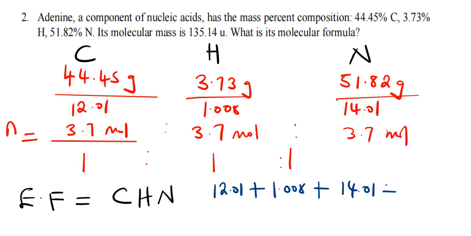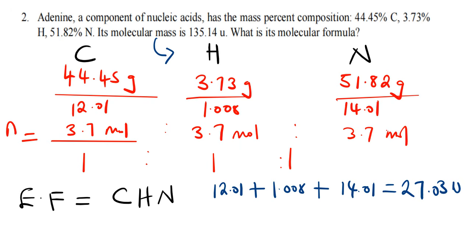What is it going to give me? So 12.01 plus 1.008 plus 14.01 is 27.03 units. Those are the units for the empirical formula mass. Now that we've got that mass, we are going to compare it with the molecular mass. The molecular mass we've been given is 135.14. This is the actual formula of the compound. This is the simplest formula of the compound.